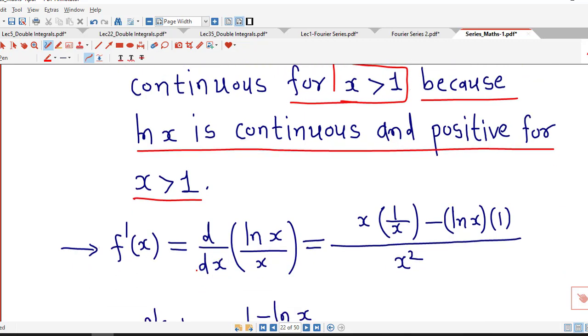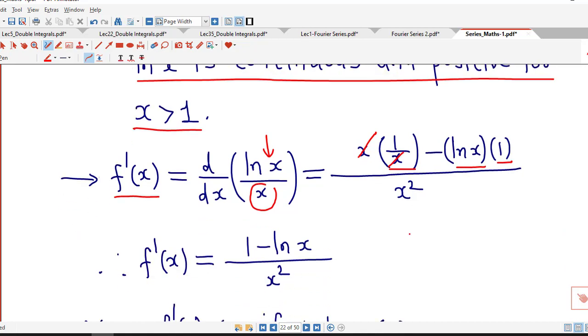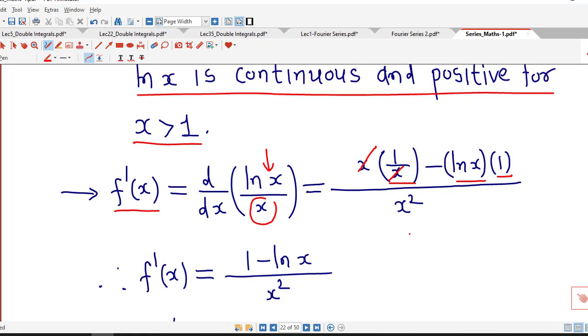Now for decreasing, we first consider the first derivative of function f(x). So the derivative of log x by x with respect to x, we apply the division rule here. In the denominator we write x square, in the numerator x as it is, derivative of log x which is 1 by x, minus log x as it is, derivative of x is 1. Now here x is starting from 1, so it is non-zero, so we can cancel out and we have 1 minus log x divided by x square.